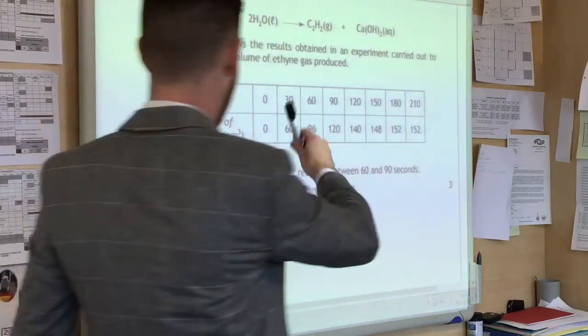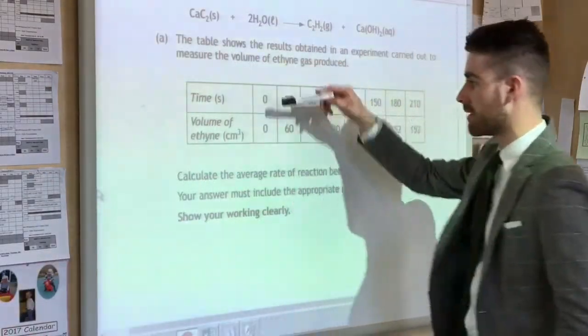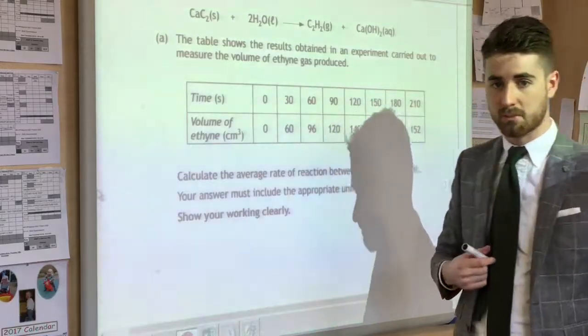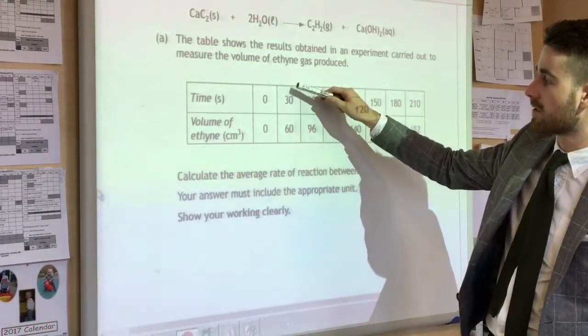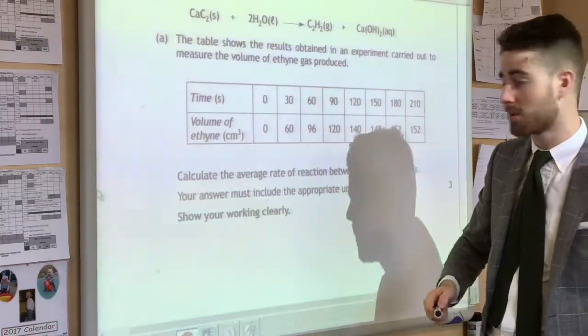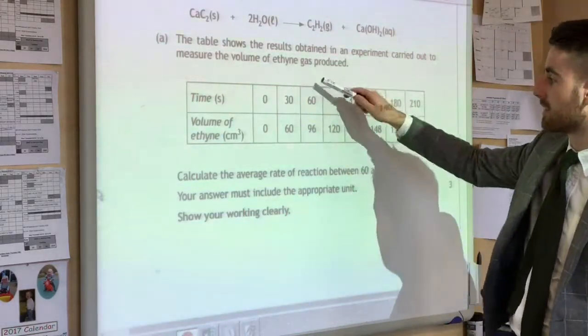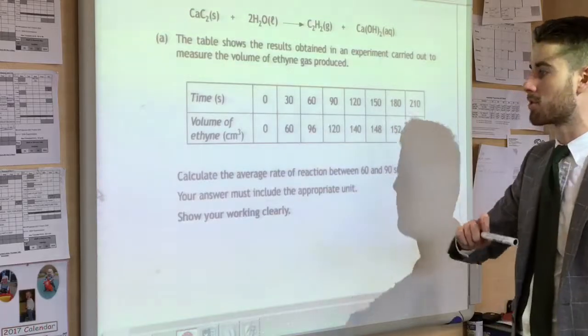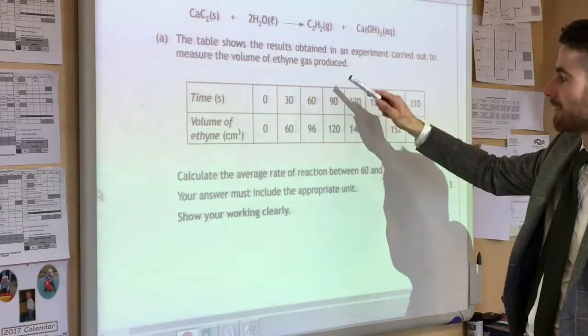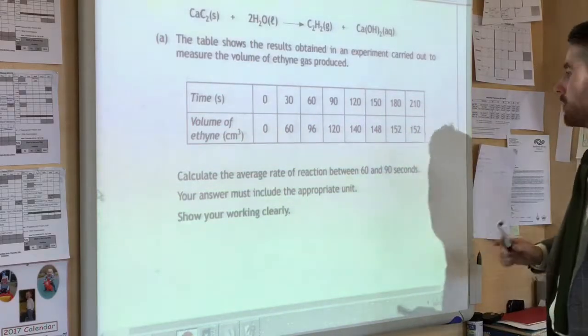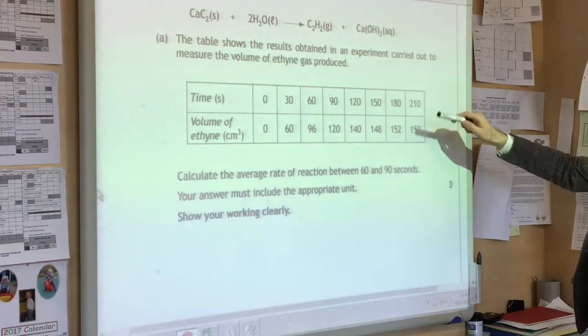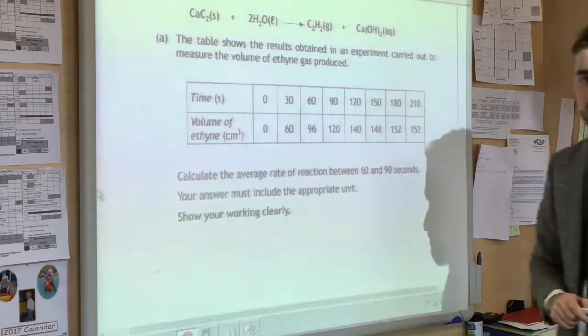So at 0 seconds we have 0 centimetres cubed of gas produced. The reaction hasn't started yet, so no gas is being produced. After 30 seconds we have 60 centimetres cubed of gas produced. After 60 seconds we have 96 centimetres cubed of gas produced. After 90 seconds we've got 120 centimetres cubed of gas produced, and so on, all the way up to 210 seconds and 152 centimetres cubed of gas produced.